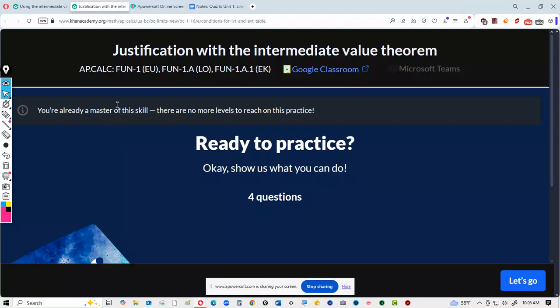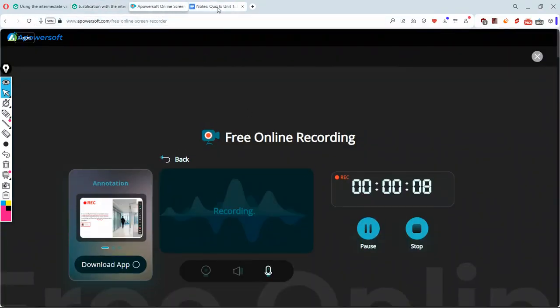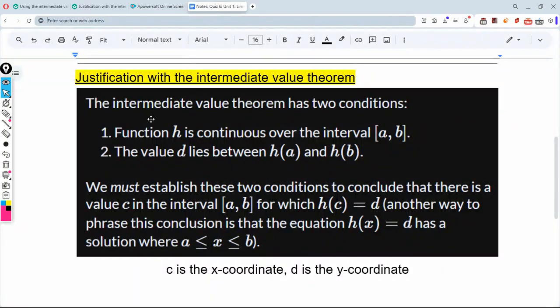This will be for the Khan Academy exercise justification with the intermediate value theorem. So you want to remember that the intermediate value theorem has two conditions. The function h is continuous over the interval a comma b. These are the x coordinates. The value d lies between h of a and h of b. Okay, these are the y coordinates.